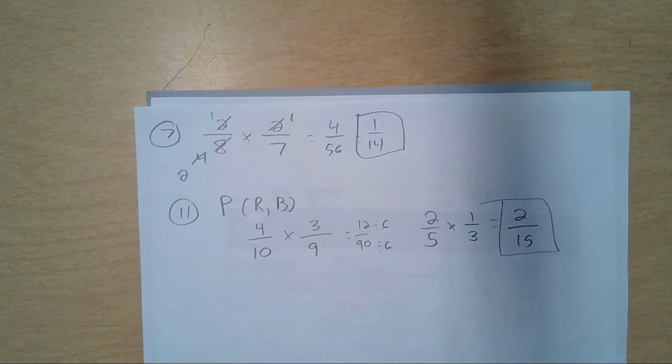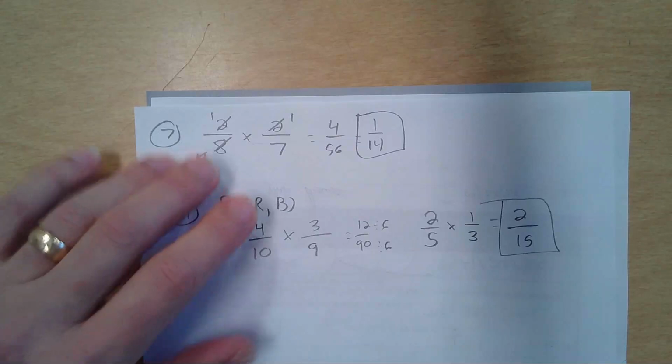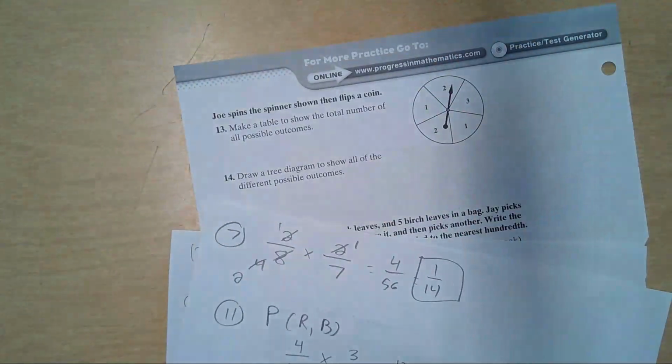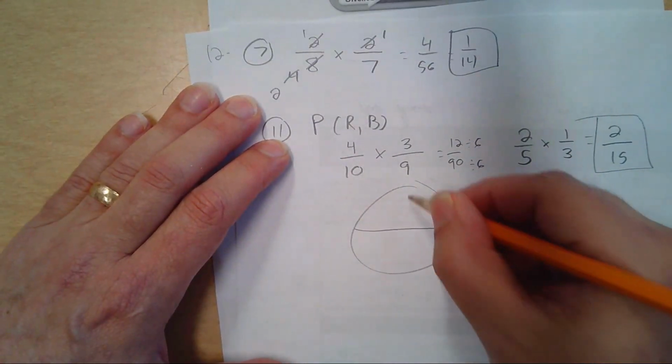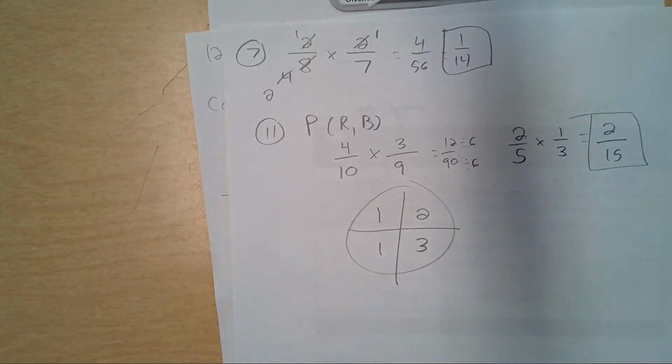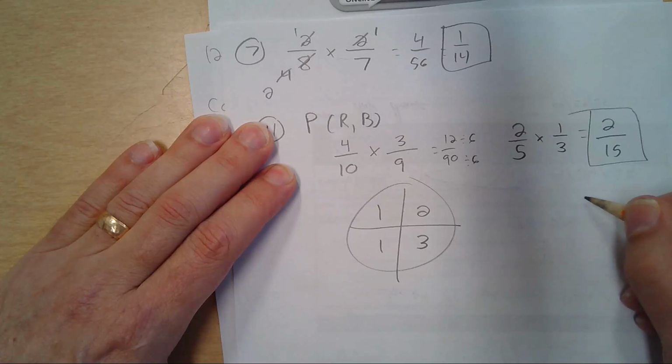Once we're done here. Anyway, I'll create another little spinner here. So when you do it, just build a tree diagram or a table, whatever you want to do here. I'll just do a spinner like this. I'll say 1, 2, 1, 3. So what are they telling us to do here? Joe spins the spinner, then flips a coin. So I'll say spin the spinner, flip a coin.